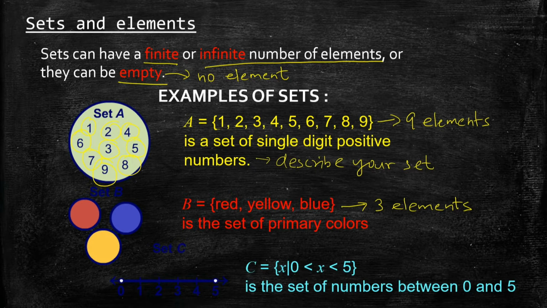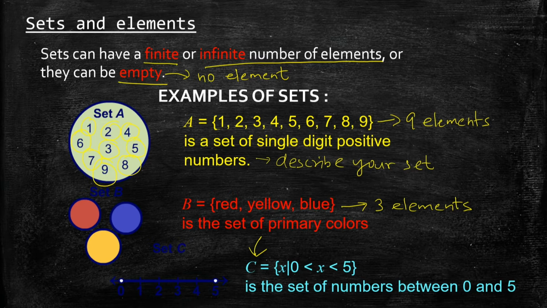Last example that we will take here is set C. So here in this set you are given the number line, and you can see on the number line I've taken 0, 1, 2, 3, 4, 5, all these digits, and my set C is defined as the set of all those x which are lying between 0 and 5. So this is the set of all numbers between 0 and 5, and therefore we cannot really count the number of elements. There are so many numbers in between.